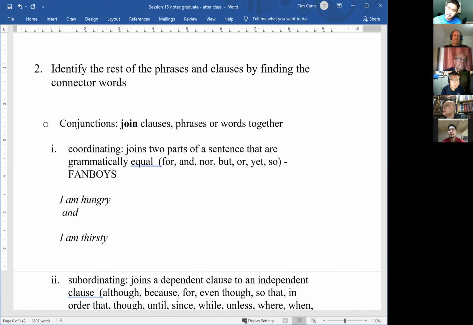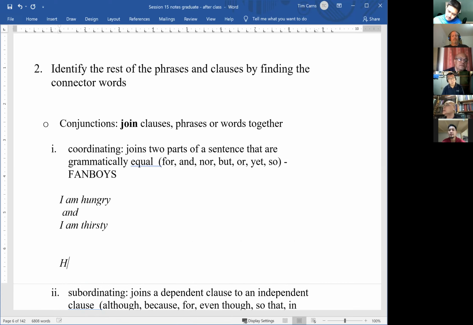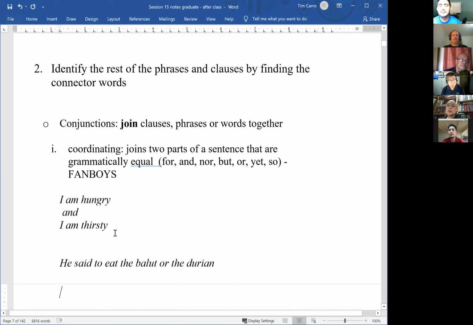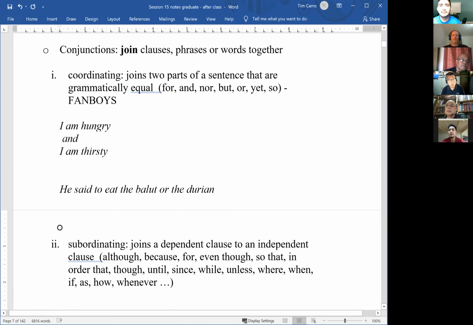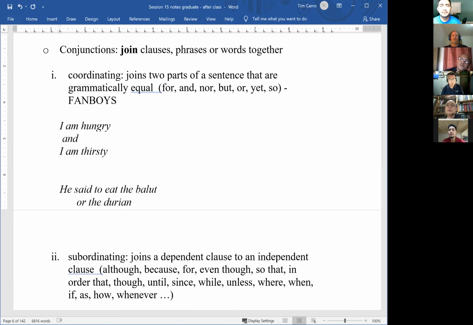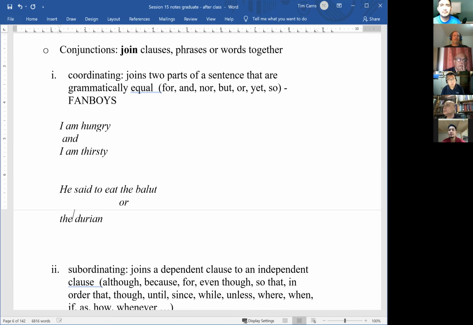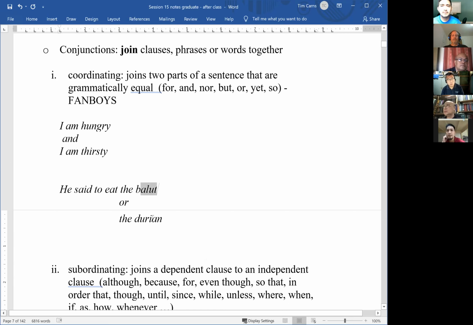Or we could say something like, he said to eat the balut or the durian. Okay, now here, these aren't two independent clauses being connected, but here the word or, the coordinating conjunction or, connects the objects. So in this case, the balut or the durian, they're not independent clauses, they are both objects. Okay, they're grammatically equal and they're connected together by this coordinating conjunction, in this case, the word or.